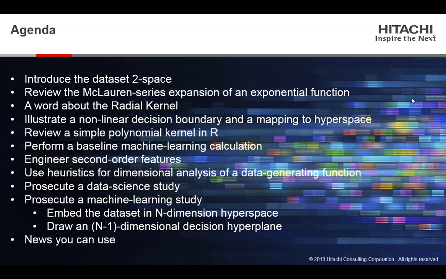We'll illustrate the idea here with a nonlinear decision boundary and some mapping into hyperspace, and then I'll review a simple polynomial kernel in R. The polynomial kernel maybe being a little easier this morning than the radial kernel to get our minds around, certainly my own mind anyway. And perform some baseline machine learning.